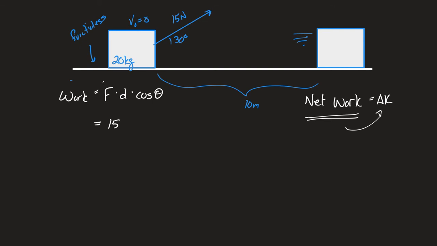I've got 15 newtons applied for 10 meters, and the angle between the displacement and the direction of the force is 30 degrees. It's clear, it's delineated in the problem. And yeah, it's that much plug and chug. This is how much work that force does. And this one's pretty easy, isn't it? Work it out, you get what?